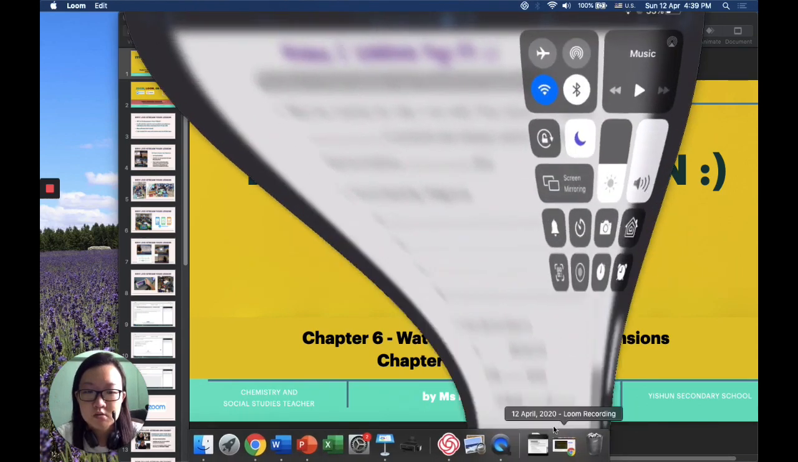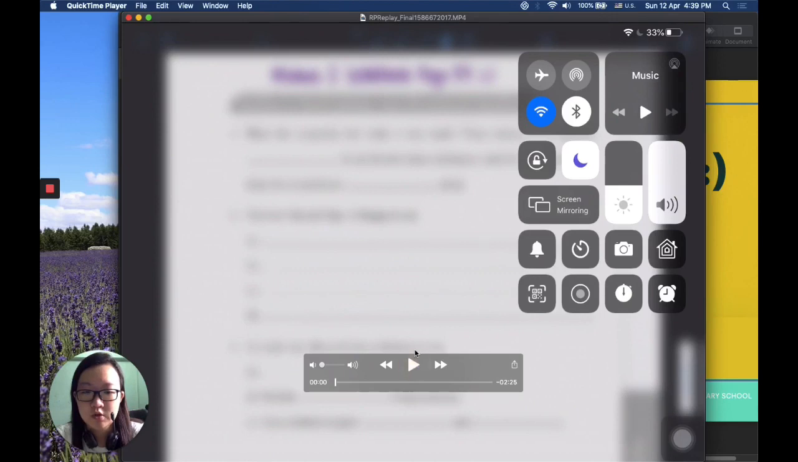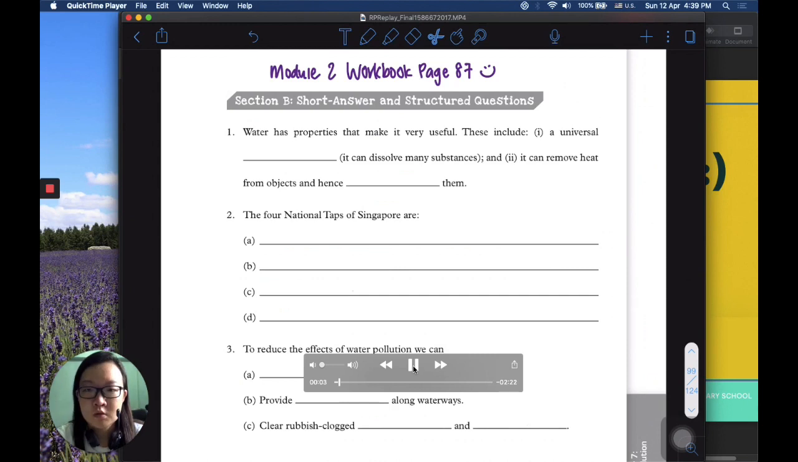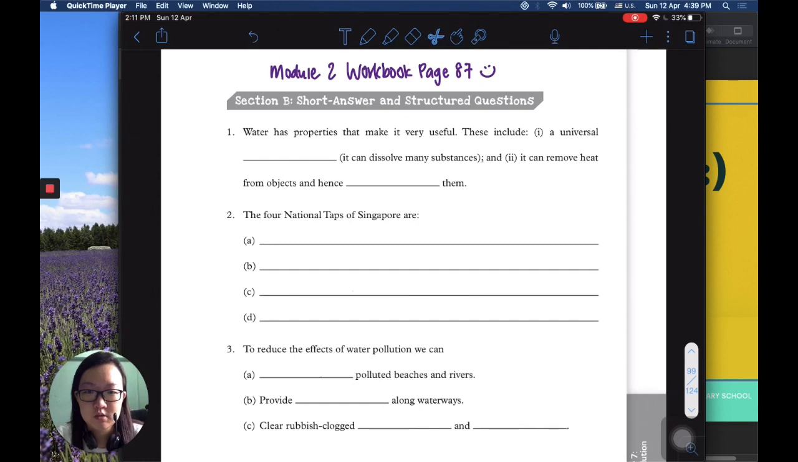Alright, so let's start off with where we have left off for Chapter 7. Please turn to your Module 2 workbook, page 87. We will begin with where we left off, which is Section B, the short answer and structured questions. Question 1. Water has properties that make it very useful. These include, number 1, water is a universal solvent.